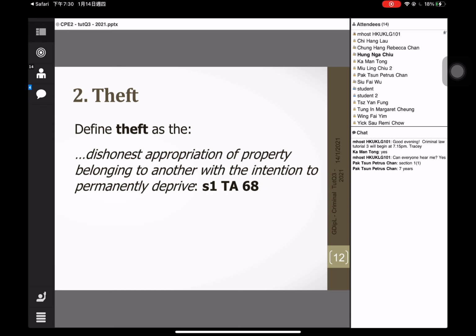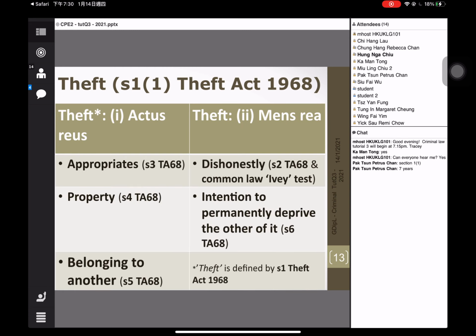As soon as we introduce the concept of theft, we need to define it. So section 1.1: dishonest appropriation of property belonging to another with intention to permanently deprive the other of it. I put this diagram in so that we understand a little better the components of theft.